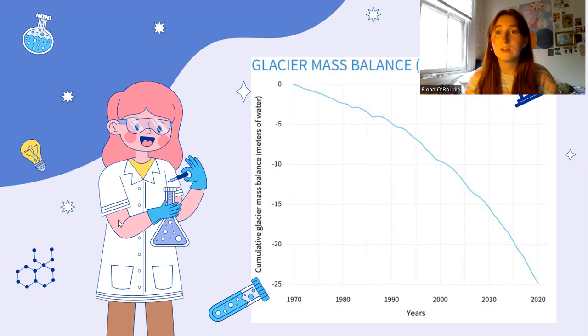What year showed the lowest yearly glacier mass? And that's right, it is 2020. That is the highest negative number here at negative 25 meters of water. So that glacier, or glaciers in general, lost 25 meters of water that year, which is a significant amount.